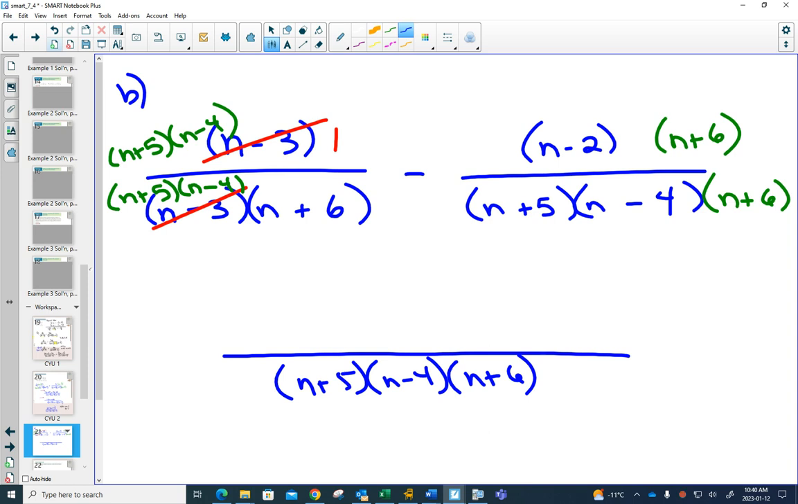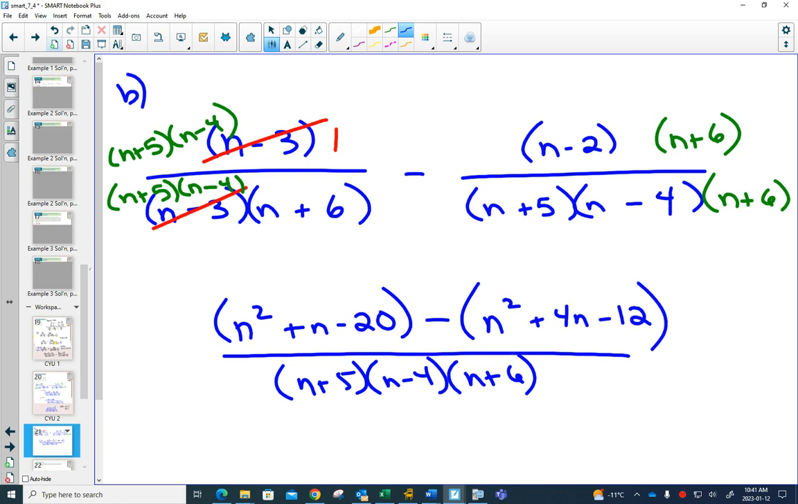My first one, I do have to multiply these out on the top to combine like terms. So the first one, this n plus 5 times n minus 4, I'm going to write it in brackets. Okay, this is easy to multiply out. Why is it easy to multiply out? Because it's exactly what was on the bottom before. So we're going to get n squared plus n minus 20. Then we're subtracting. And if I multiply n minus 2 times n plus 6, I'm going to get n squared plus 4n minus 12.